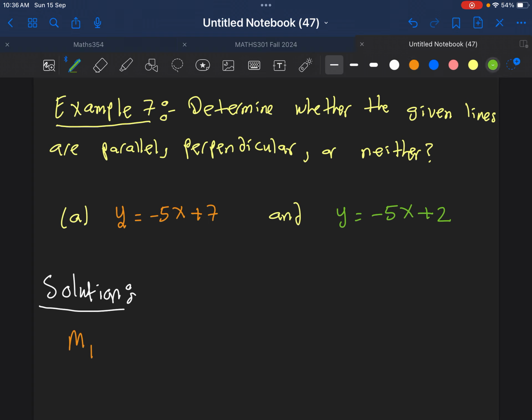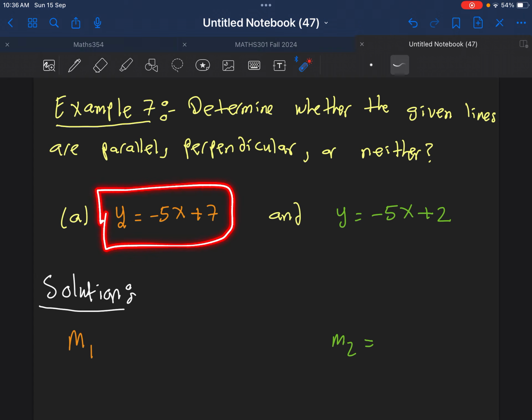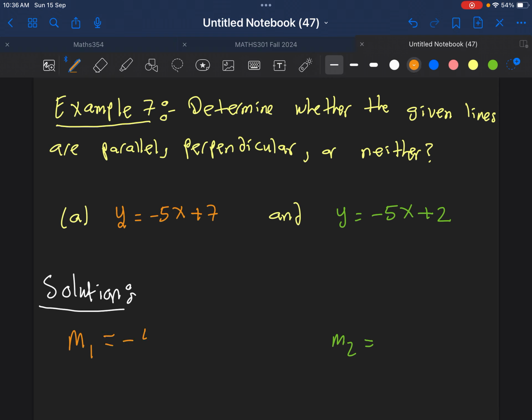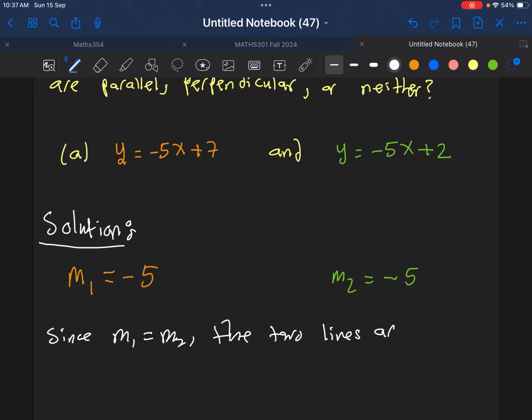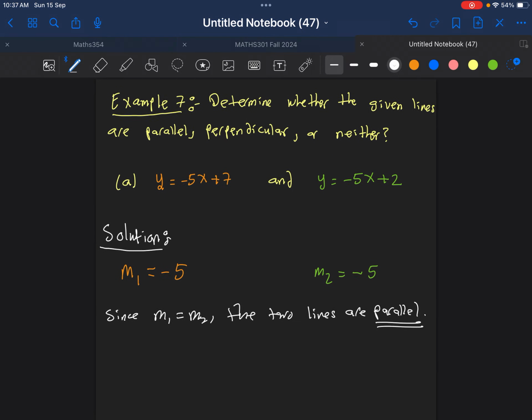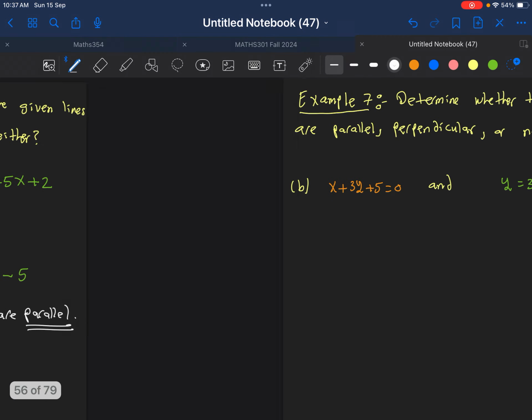Well, we need to find the slope of m1 and the slope of m2, the green one and the orange one. If we look at the orange one, first of all, we notice that y is alone on one side, so the number in front of x will be the slope. So the slope here is -5. And if we look at the green one, also y is alone and the number in front of x is -5. Since m1 equals m2, the two lines are parallel. And that's exactly what we have here.